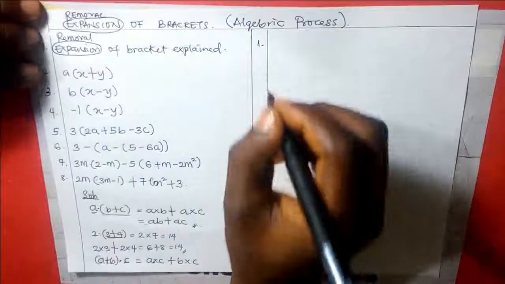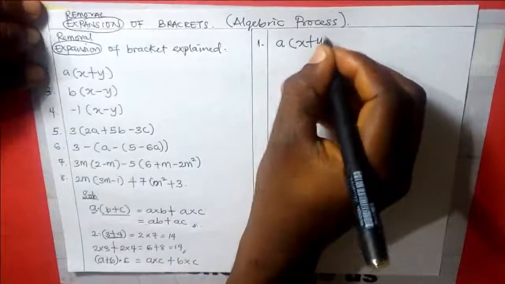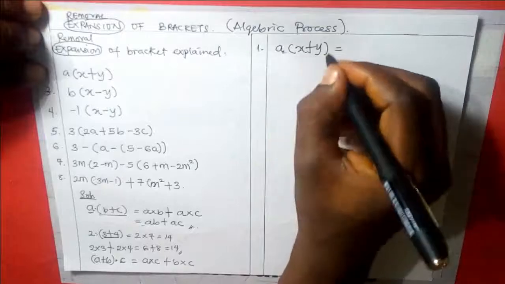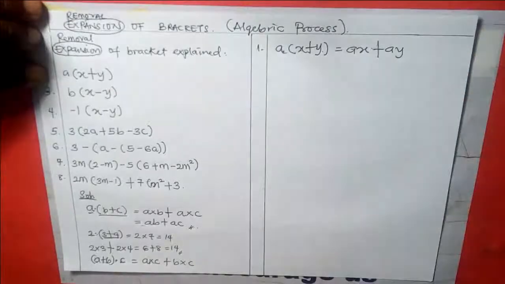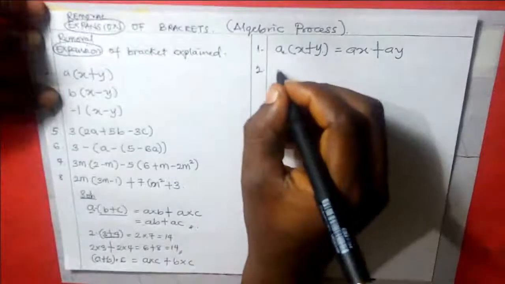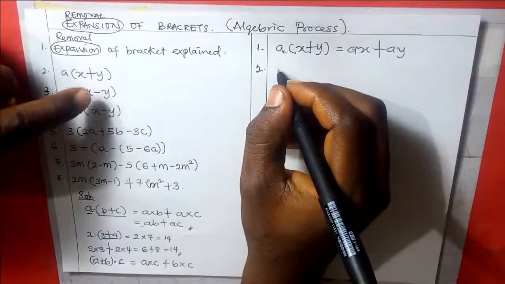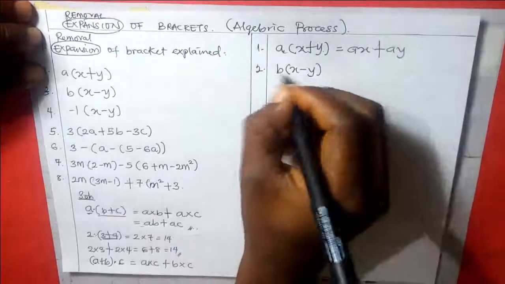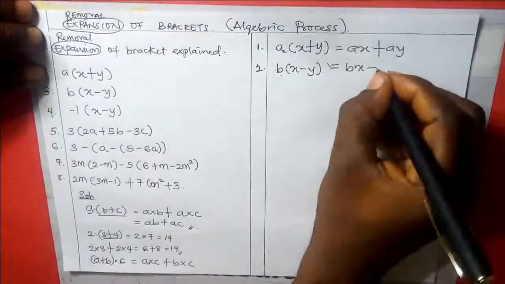Example 1. When I have a open bracket x plus y, this is the same thing as what I have solved earlier. So it becomes a times x plus a times y. Since they are not like terms, I leave it like that. That leads us to example number 2. When you have b open bracket x minus y, it is also distributive over subtraction. So we now have bx, then you put the subtraction sign, then by.